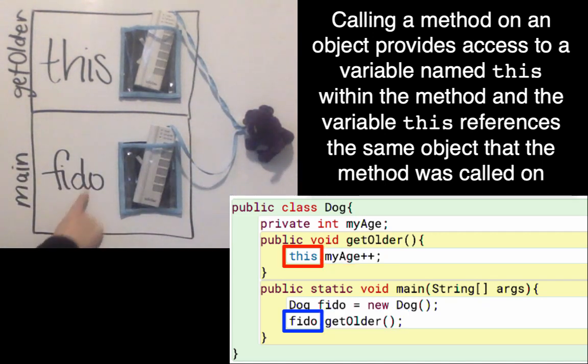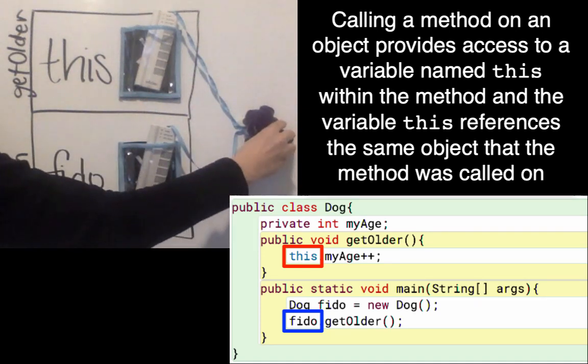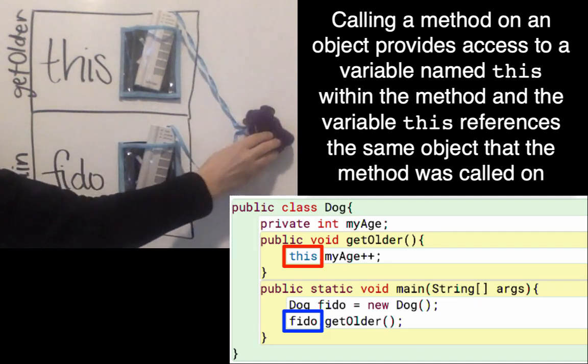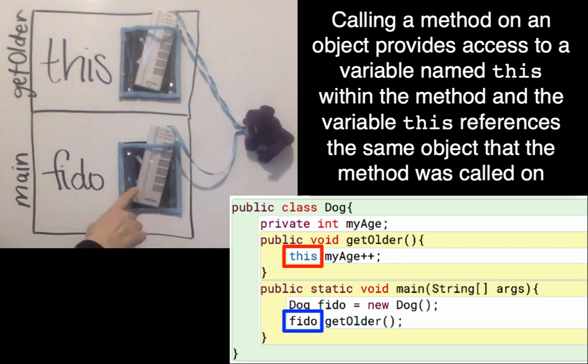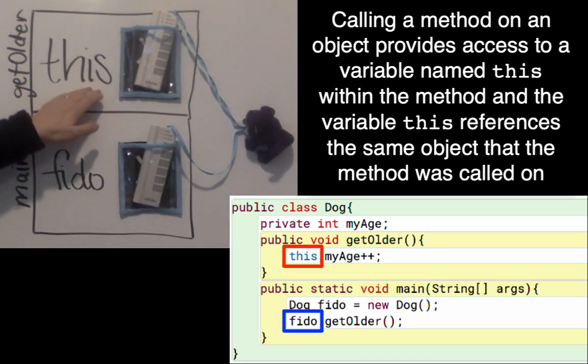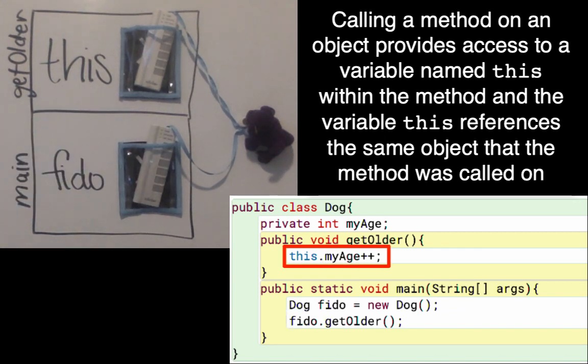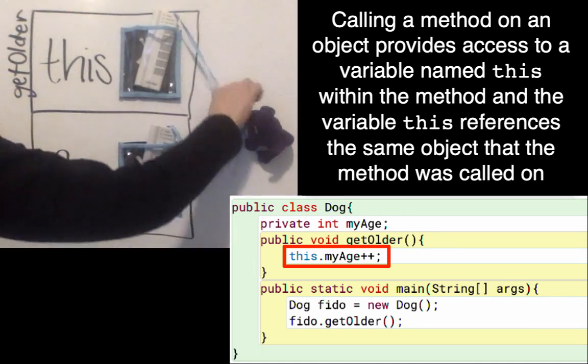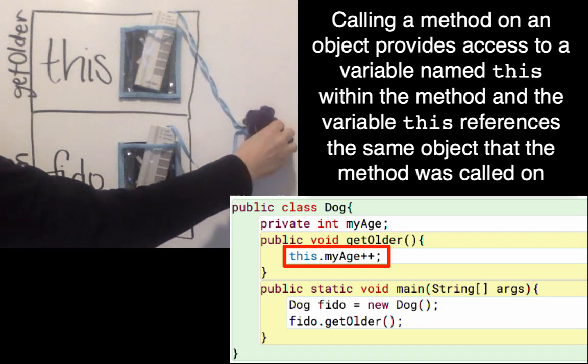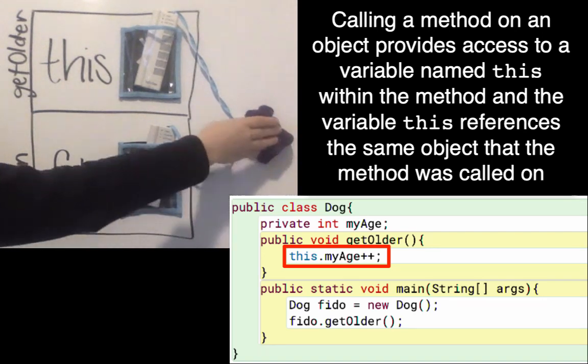And since fido and this both reference the same dog, you can see that if I make that purple dog here older, both variables would be able to see that change. So Java provided the variable this for us. That line of code, this.myAge++, Java will allow you to drop the this, because if you say myAge++, it knows what you mean. But even in that case, what's happening is this follows the reference to the dog object, myAge++, so it adds one to its instance variable.